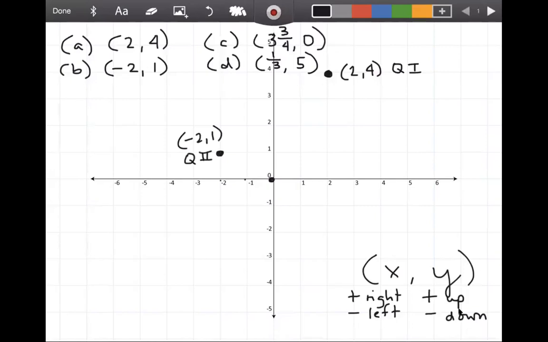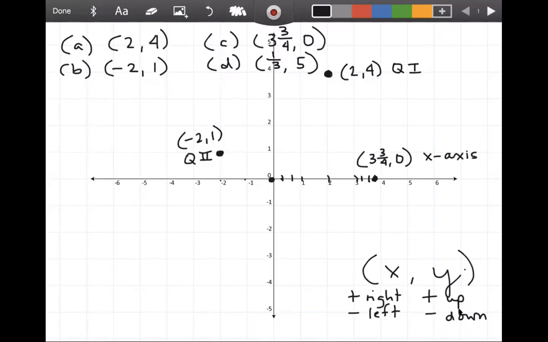All right, next we have 3 and 3/4, 0. So that's saying to move 3 and 3/4 to the right. So I'm going to go 1, 2, 3, and then you can imagine cutting this segment between 3 and 4 into quarters. 3 and 3/4 would be right here. Notice the y coordinate is 0, so I'm not moving up or down. 3 and 3/4, 0 is not in any quadrant. It is on the x-axis. All right, and then finally we have 1/3, 5. So again, I'll cut the segment between 0 and 1 into thirds. So 1/3 is right about here.